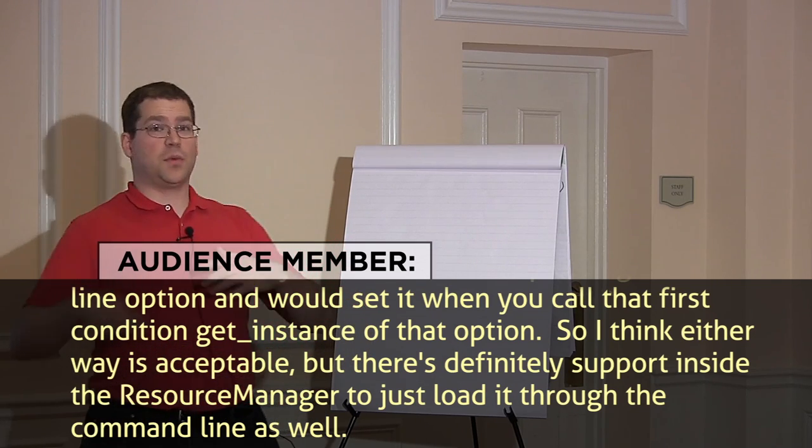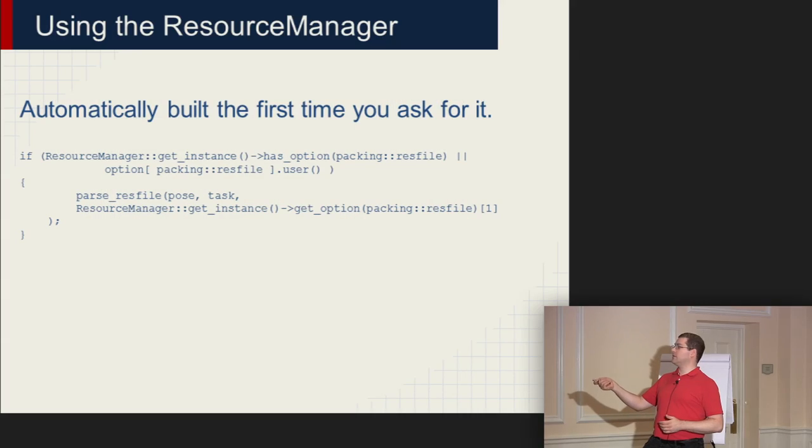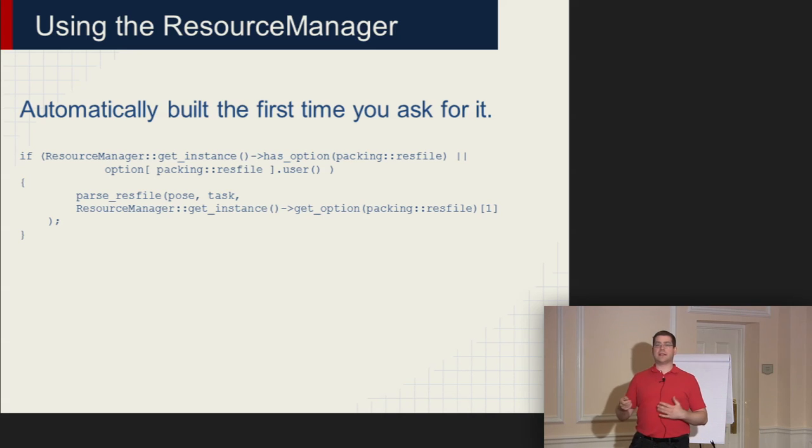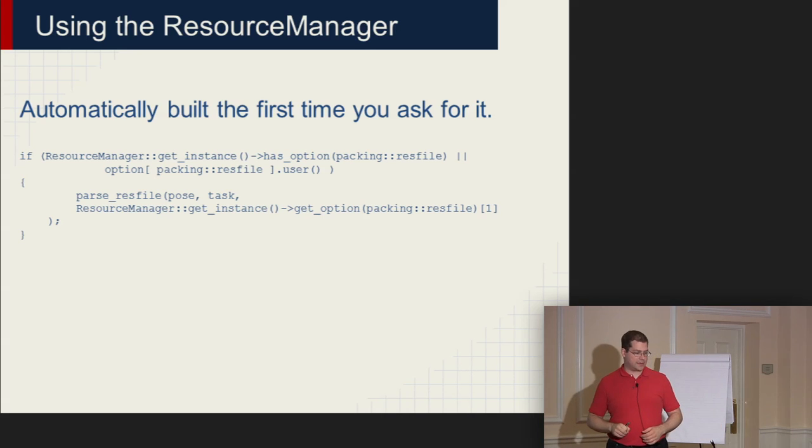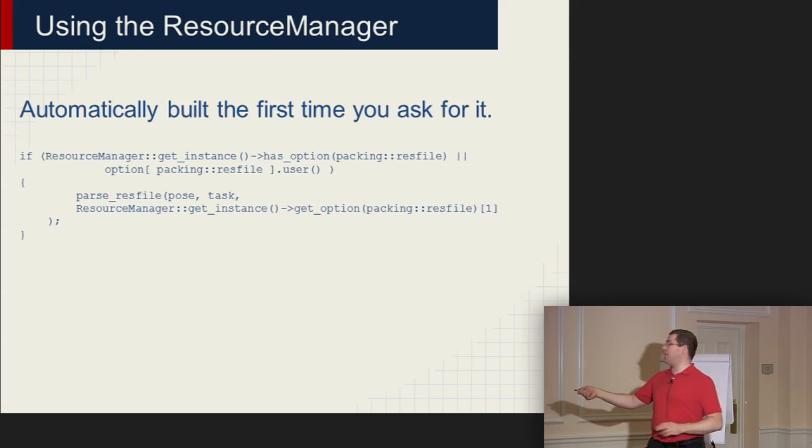Okay, so to repeat for those of you watching the video, the question was whether or not this sort of double condition was necessary. Do you have to call both has option and also contact the options? And the thought is it might not be necessary because the resource manager does have a fallback option, and it hopefully should be able to tell whether or not this option is specified. And so this may not be necessary, even though this is an example from the Rosetta code base. Certainly for the get option, there is that fallback configuration, so you wouldn't have to do that sort of thing.